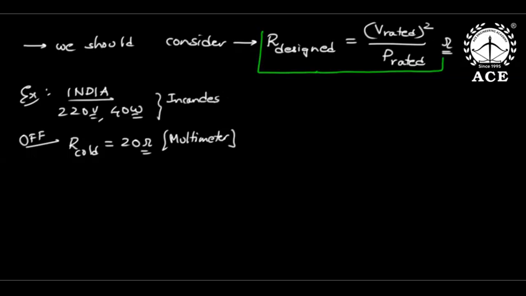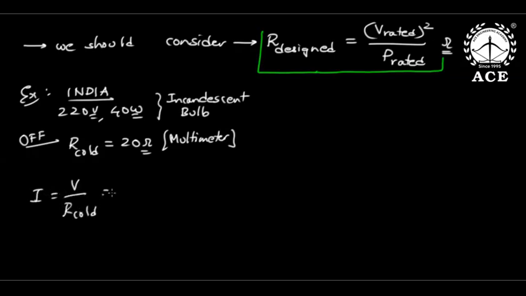Incandescent bulb. I took a 220 volt, 40 watt incandescent bulb. Under the off state, its cold resistance is 20 ohms. Now if I measure current, I is V by R cold.